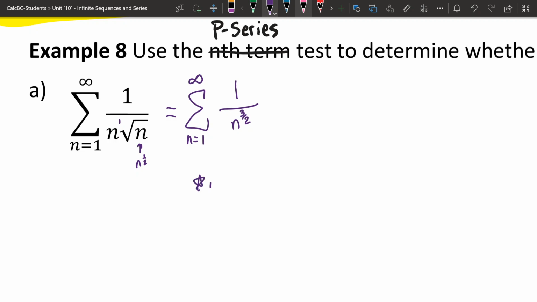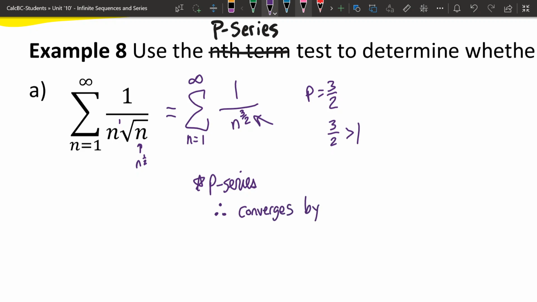All right, so this is a P-series. We've got n to some power. Let's look at that power. That p-value is 3/2. 3/2 is greater than 1. So that means that our series converges by the P-series test. We can abbreviate that PST. All right, that's not so bad.